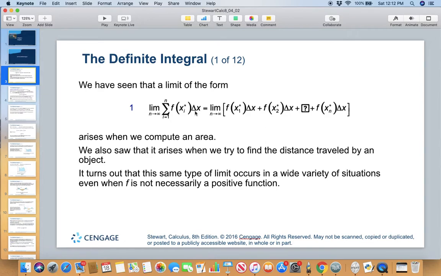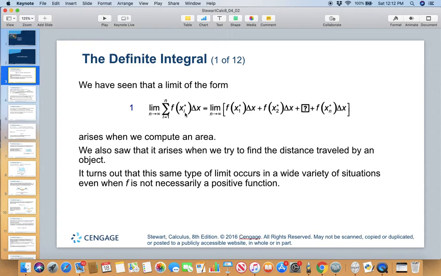Now what was delta x? Delta x is the width of a rectangle, a small rectangle under your curve. What was xi star? Xi star was a chosen point in your sub interval for each rectangle. Either it's a left endpoint or a right endpoint or a midpoint or any point of your choosing. Hence the star, a chosen point in your ith sub interval.